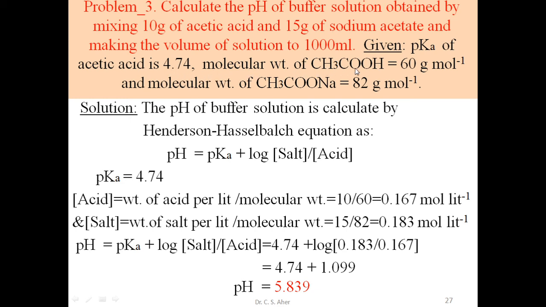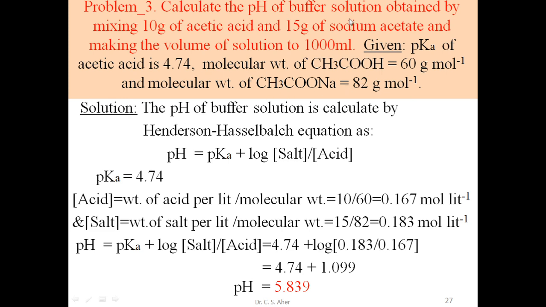Again, the molecular weight of acetic acid is given, that is 60 gram per mole, and the molecular weight of sodium acetate is also given, that is 82 gram per mole. If the molecular weight is not given, we can easily calculate it by using the molar masses of the atoms: carbon 12, hydrogen 1, oxygen 16. Number of carbon 12 into 2, plus 1 into 4, plus 16 into 2, and by addition we get 60 gram per mole. Similarly for this one. But in this example, the molecular weight is given.